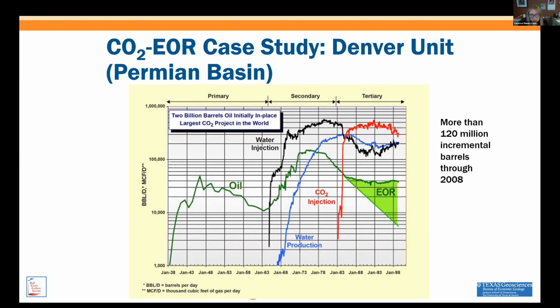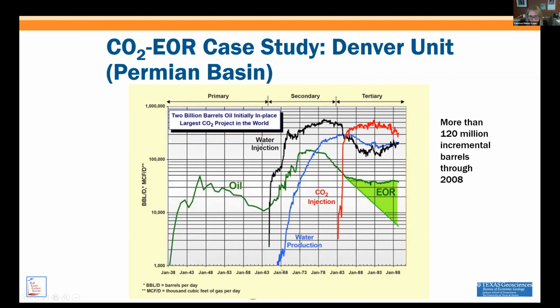So what you see here is an example. The Denver unit is a very prominent example of CO2 EOR. It belongs to the Wasson field in the Permian Basin. The field started operations in 1938 by Occidental Petroleum. Production started, as you can see there, in the mid-1940s. Then the operator began pressure maintenance with secondary recovery, also water flooding, that started in 1965. You can see how the oil production curve responds to water injection.